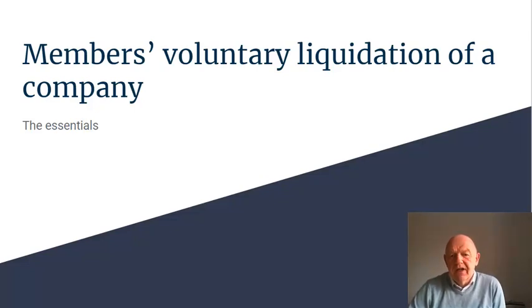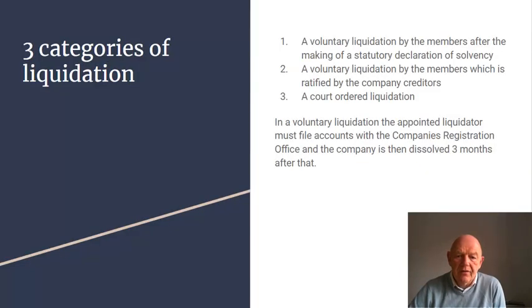In today's video, I'm going to take a look at the voluntary liquidation of a company. And this is the members' voluntary liquidation of a company. So a liquidation of a company can occur three ways. There's a voluntary liquidation by the members after the making of a statutory declaration of solvency. So the company is solvent.